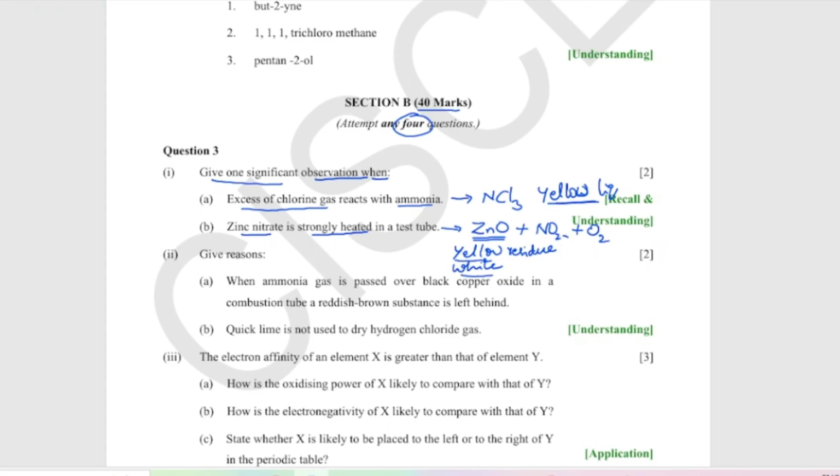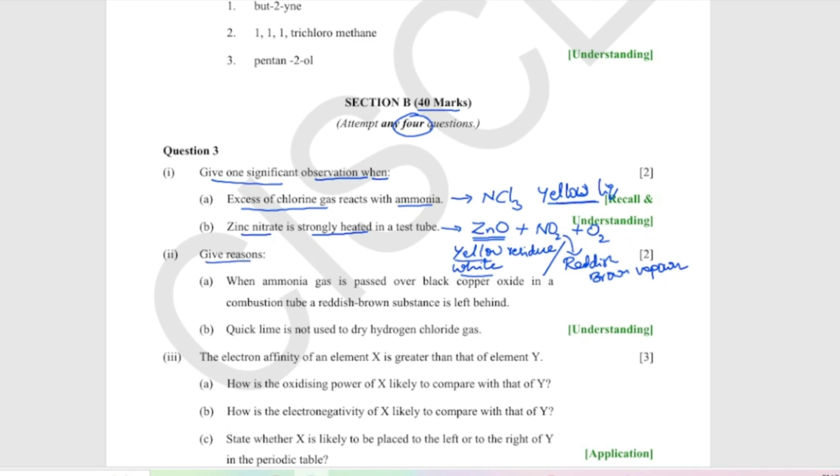And since we get nitrogen dioxide here, we can write reddish brown vapors. So for this reaction we can write 2 observations, either this or this. One is enough for this question. Right. Moving to the next question.